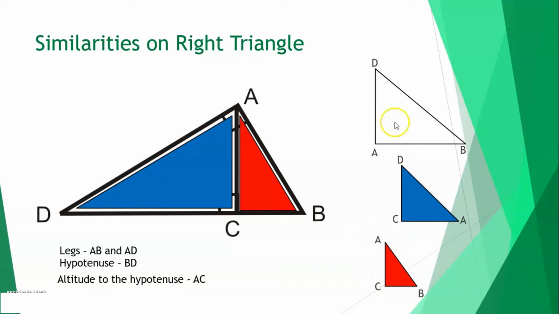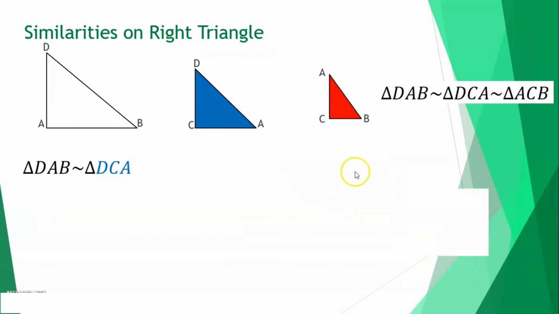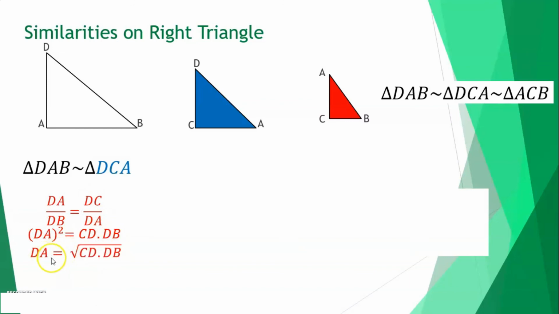Now, making use of these three similar right triangles, using the first and the second triangle, let's relate the leg and hypotenuse. The leg here is DA and the hypotenuse is BD. For the second triangle, this is DC over DA. Multiplying this, DA squared is CD times DB, or DA is the square root of CD times BD.